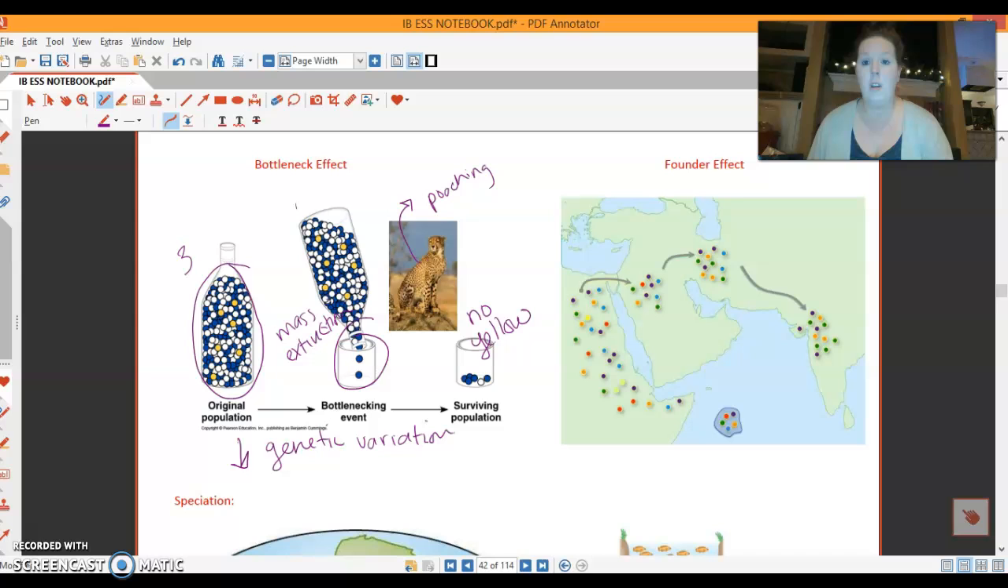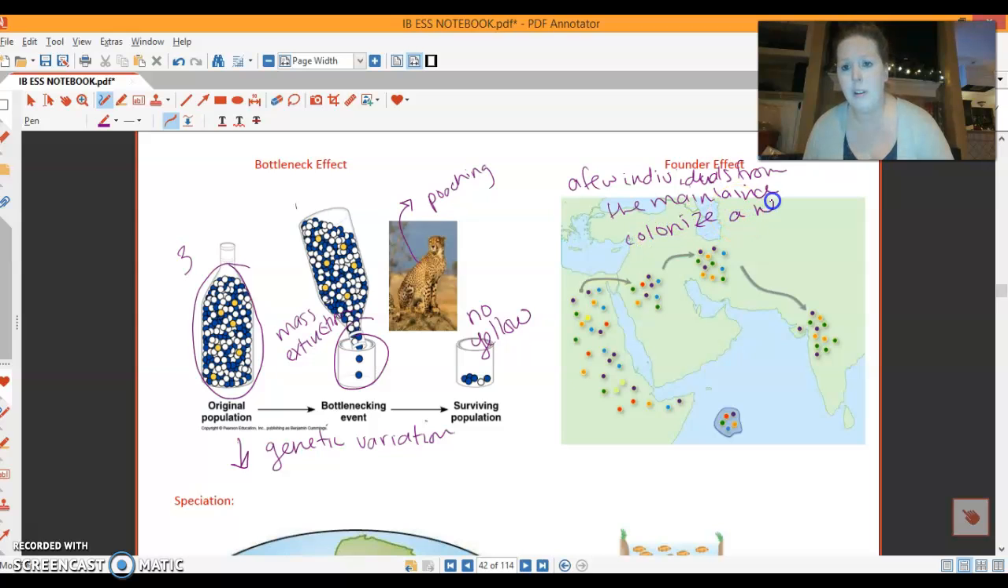All right. Okay, the founder effect. This is when you have a few individuals from the mainland colonize a new location. Does that sound familiar at all? We just celebrated Thanksgiving, y'all. So we're talking about the Pilgrims here. Mainland, colonize a new location.